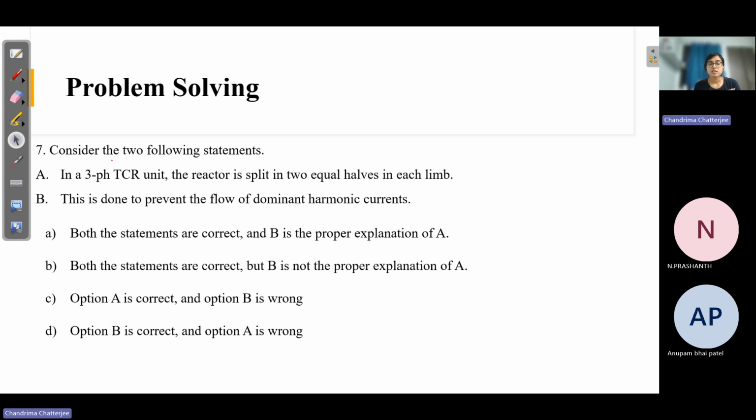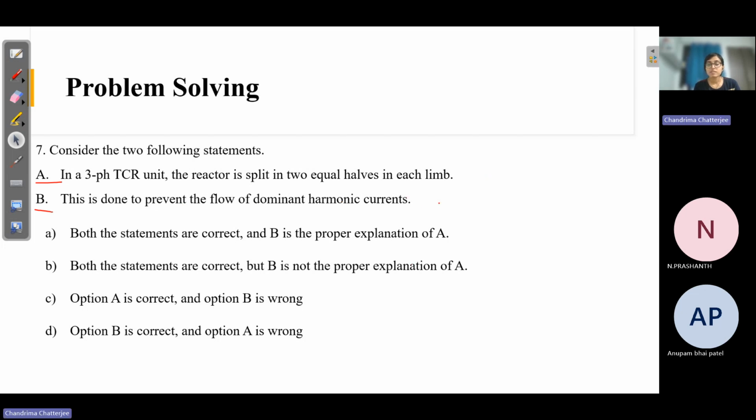The next question, consider the two statements. In a three-phase TCR unit, this is the first statement: the reactor is split in two equal halves in each limb. The second statement is, this is done to prevent the flow of dominant harmonic currents.